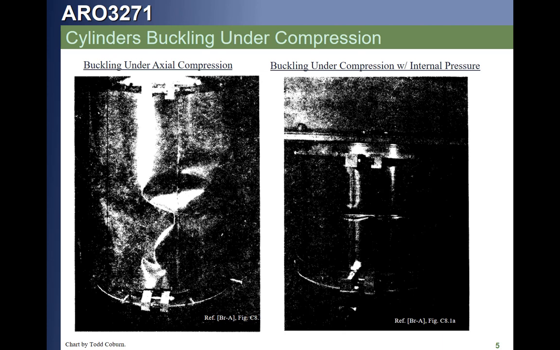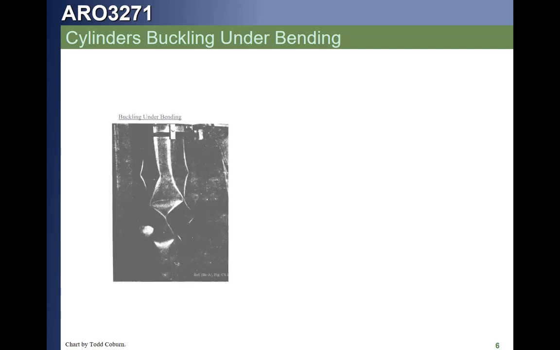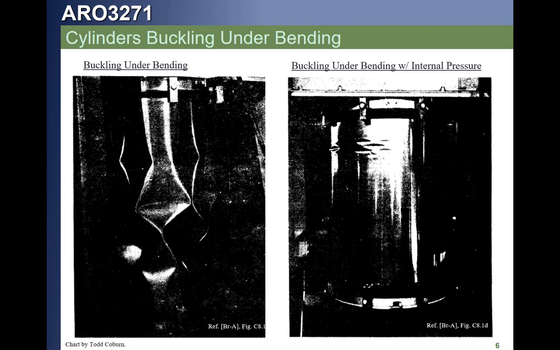This is what a typical cylinder looks like if it's loaded in compression or compression with internal pressure. You can see there's a slight difference to the mode shape. And these pictures are out of Brune, since this copy is somewhat bad. Here is the same kind of picture if we have a cylinder subjected to bending. If you look at the leftmost curve, you see that's quite similar to the compression curve. It's just going to be focused on the part of the cylinder that's in compression. And if we have internal pressure, then that will stiffen it and cause the buckles to look a little differently, as you see on the right.